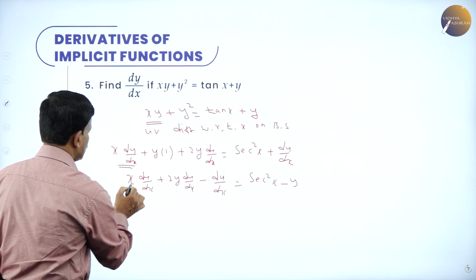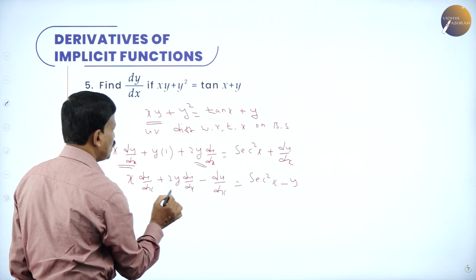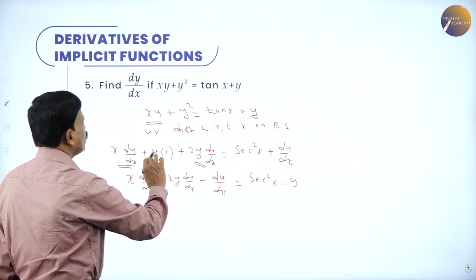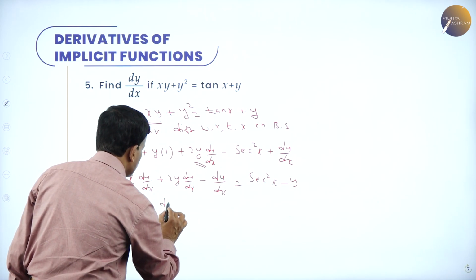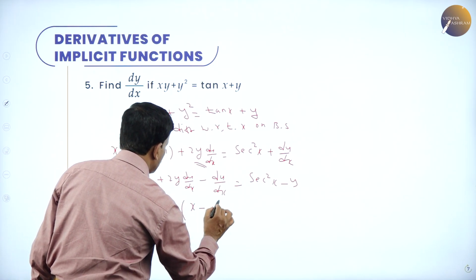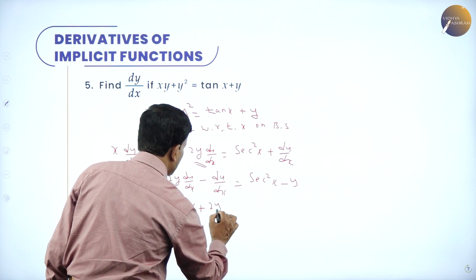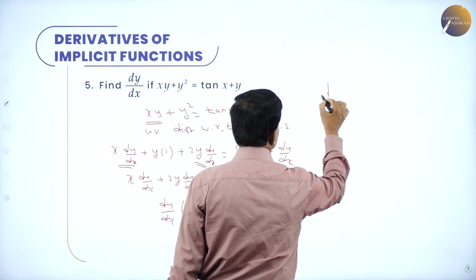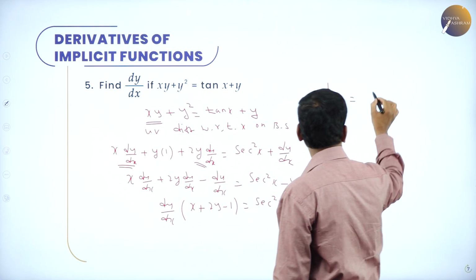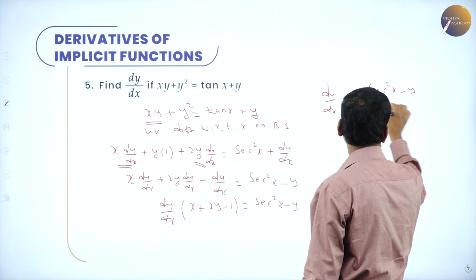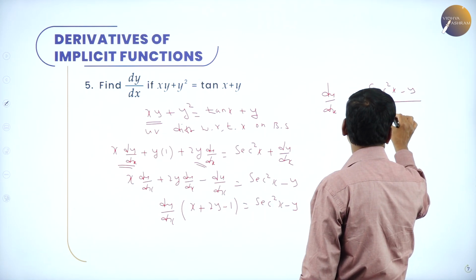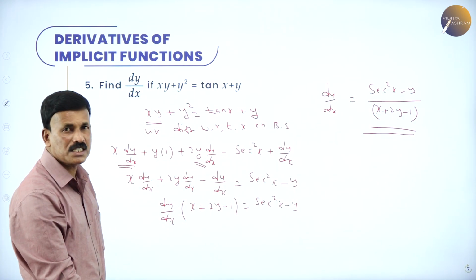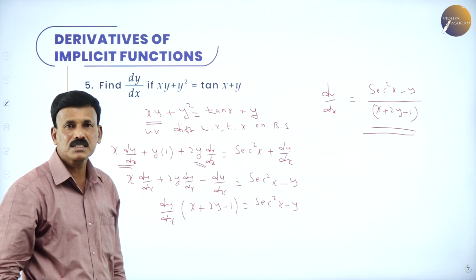See here, x dy by dx, again 2y dy by dx, and transferring plus dy by dx becomes minus dy by dx, secant square x, and transferring this plus y to the right hand side, it becomes minus y. Now you can take the common factor dy by dx out. What is remaining? x plus 2y minus 1 is equal to secant square x minus y. So therefore dy by dx is equal to secant square x minus y divided by x plus 2y minus 1. This is the required answer. So what is the required answer? Secant square x minus y divided by x plus 2y minus 1 is the required answer.